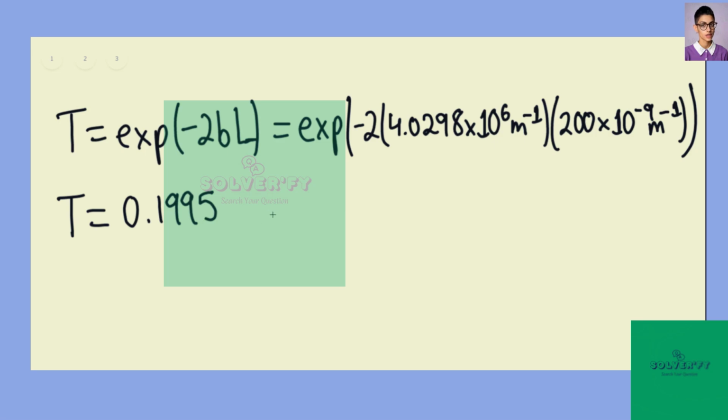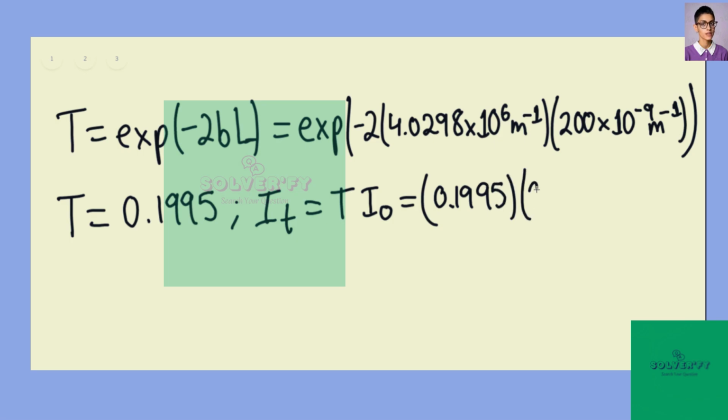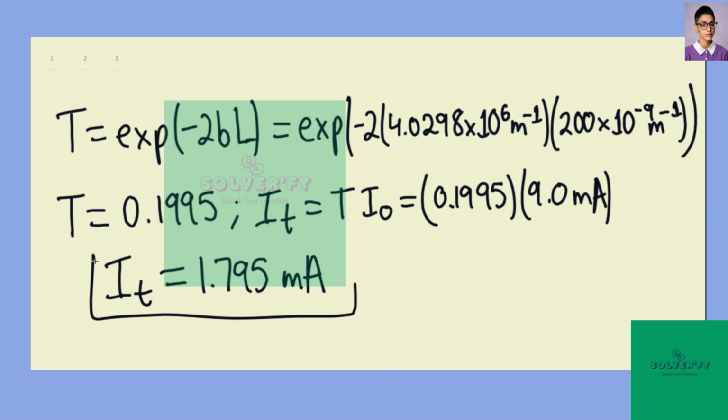0.1995. So the transmitted current I sub T would be equal to the transmission coefficient times the current. This is going to be 0.1995 times 9.0 milliamps. And the transmitted current is going to be equal to 1.795 milliamps. This would be our final answer.